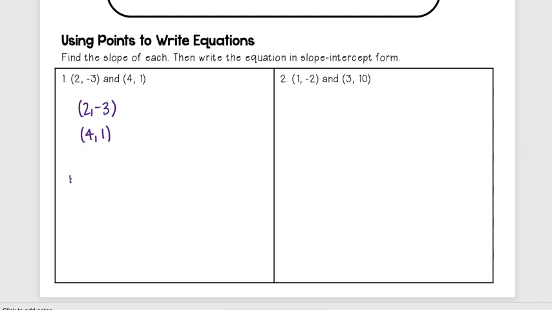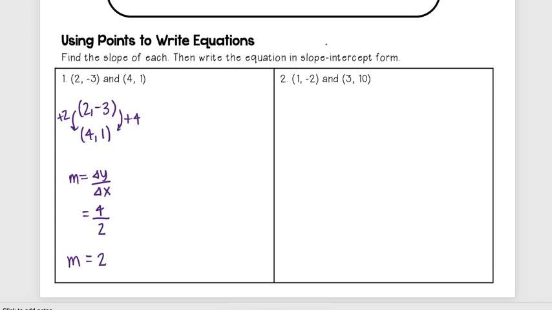I'm going to start with my change in y. To get from -3 to 1, I add 4. And to get from 2 to 4, I add 2. So my change in y was 4, so that goes on top. My change in x was 2, so that goes on the bottom. And so that means that my slope is equal to 2.